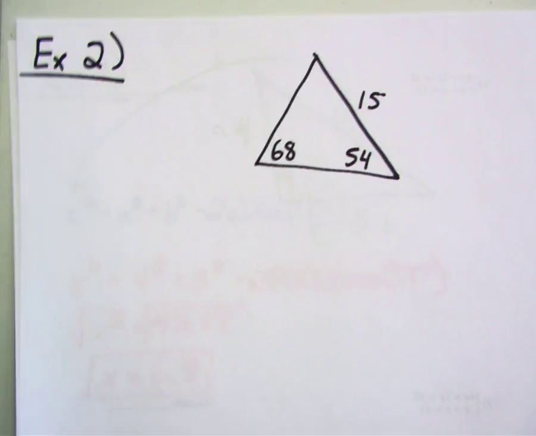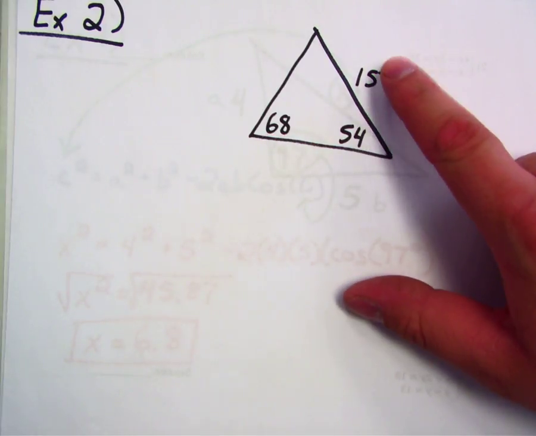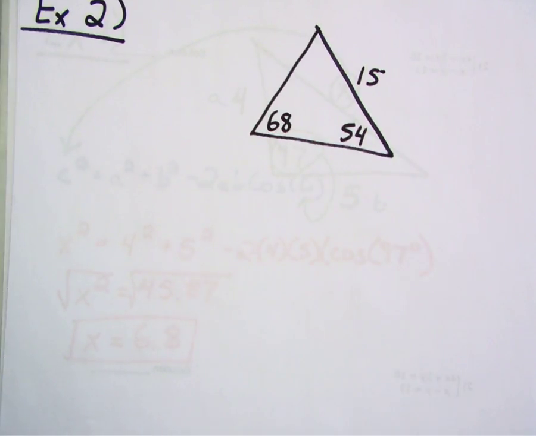So on this example, you'll see we have two angles. We have the side 15, and let's just say we're solving for that side right there. Now in this one, you ask yourself the question, do we know an angle and its opposite side? And if we do, then we can use the law of sines. And remember, we'd rather use the law of sines if we can.